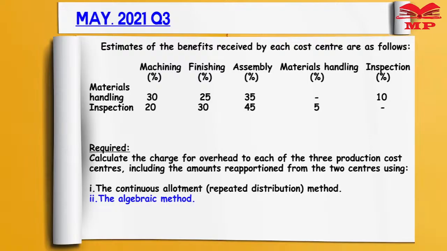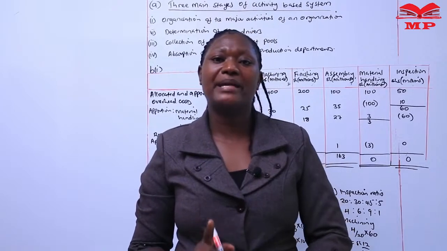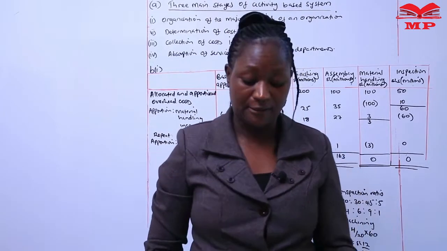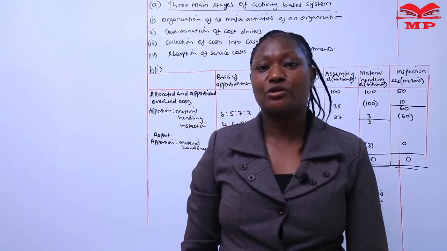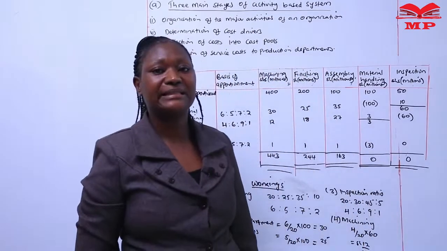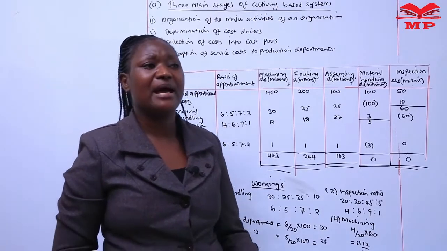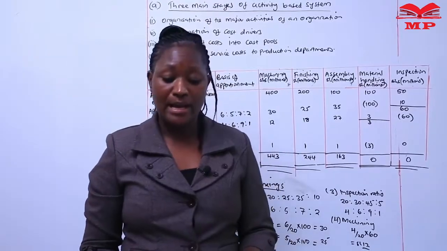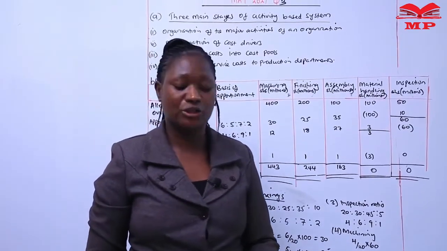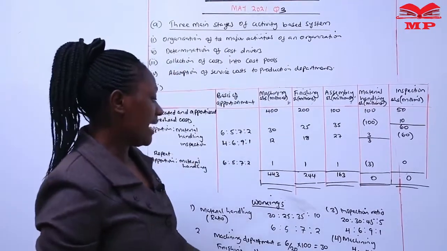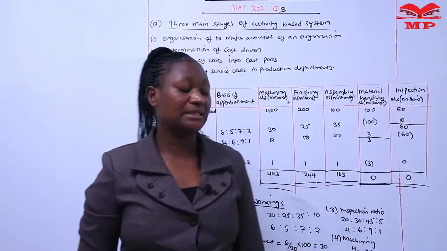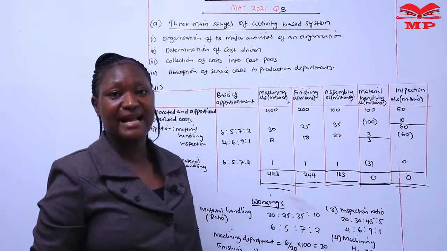Then part 2 of the question. In part 2 of the question, we are required to use the algebraic method. Algebraic method is any method that can help in solving a pair of equations. So a pair of equations here is referring to simultaneous equations. So in this case, we'll use the simultaneous equations method, where we will have to solve using the elimination method. It is normally an alternative method to continuous allotment, and therefore it should yield the same results.